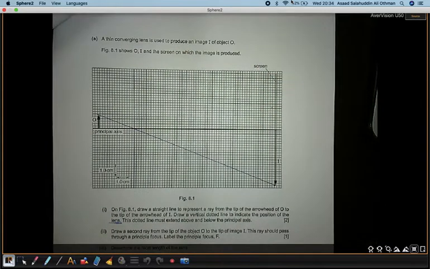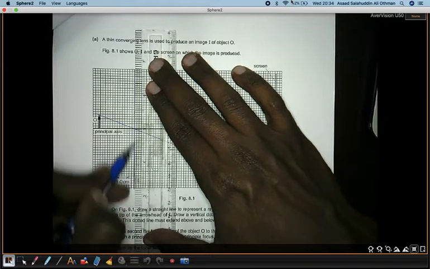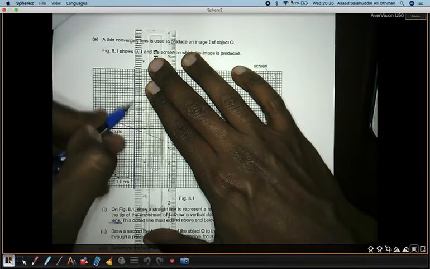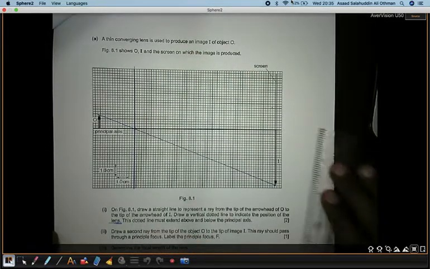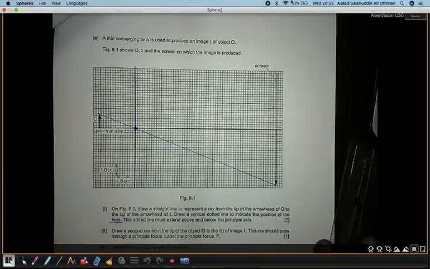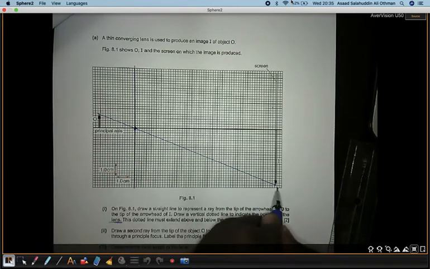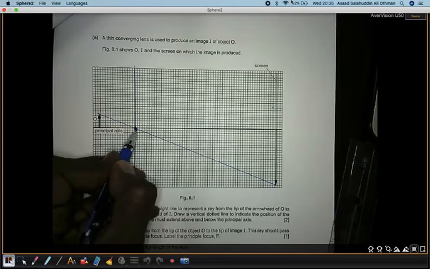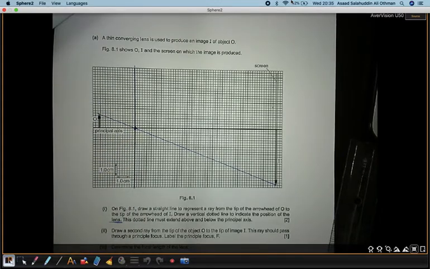Why is it my lens here? Let me just try to draw it a little bit clearer. Okay, so if you can't see it, that's going to be my lens, people. It's here because this is the center of my lens. Remember, the ray that goes from the tip passes through the center, reaches the image. This ray passes through the center of the lens. That's why this line is my lens.